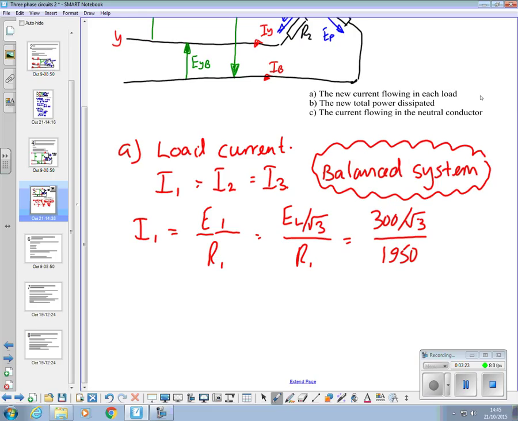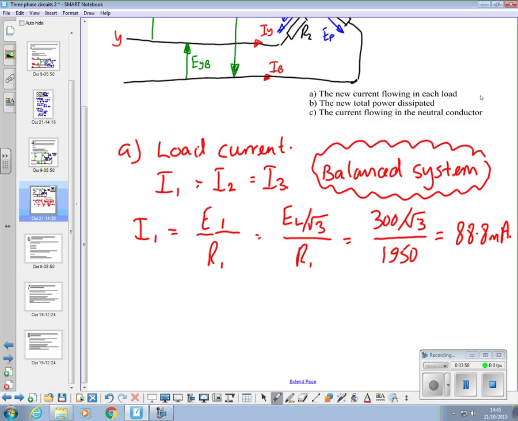So with the value of 300, what does that come out as? 173. Oh no, sorry, that's the phase voltage. Phase voltage is 173 volts. Yeah, I'll agree with that. And then that's 88.8 milliamps. So that's that part.